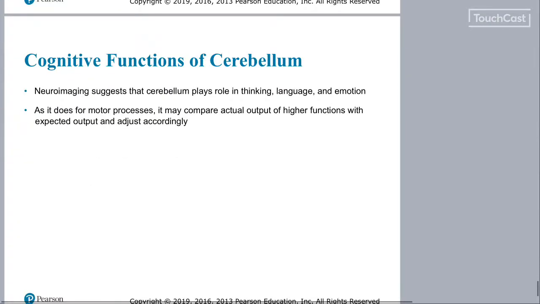So some neuroimaging is going to suggest that our cerebellum may also happen to play a role in thinking, language, and emotion. The same thing as it does for motor process, it can compare what it thinks should happen to what actually the output is, and adjust that accordingly, which is pretty cool too. So it's just like autopilot compares the plane's instrument readings with the expected course of the flight. The cerebellum continuously compares our body's performance with what our brain's actual higher intentions are, and sends out these messages to initiate the appropriate corrective measures.